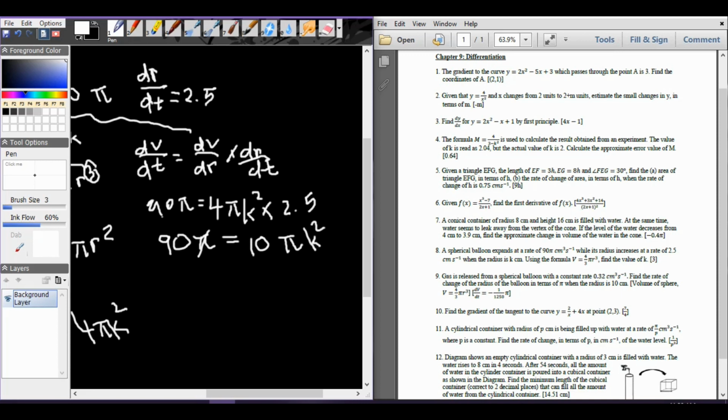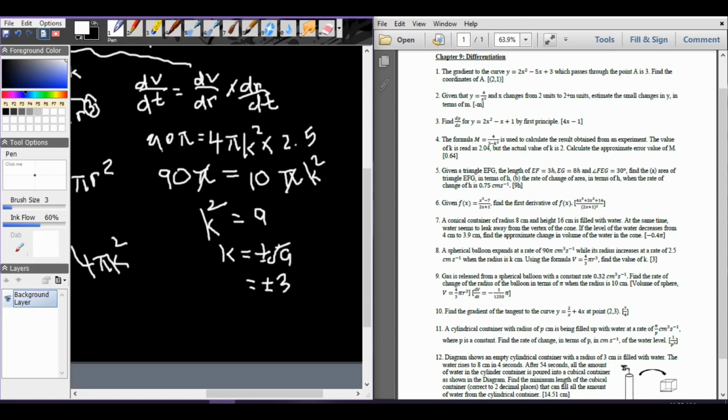Okay, divided by pi. So K squared equals 90 divided by 10, which is 9. So K equals the square root of 9, positive or negative, which equals positive or negative 3. Because K is a radius, negative 3 is rejected. So the answer will be K equals positive 3.